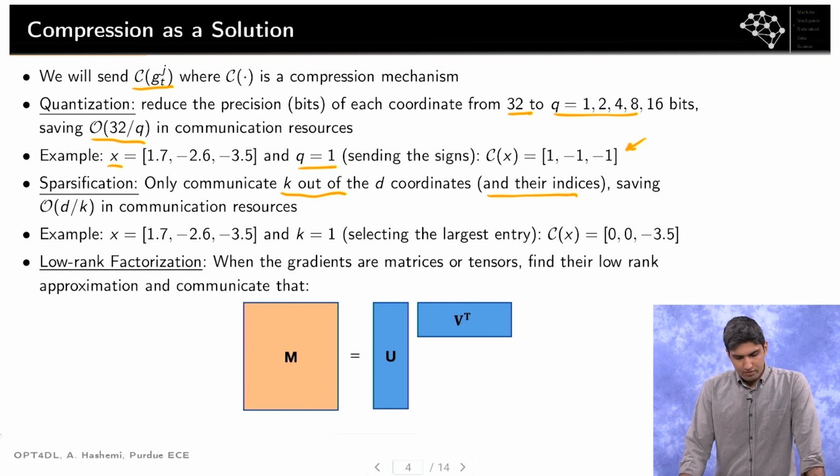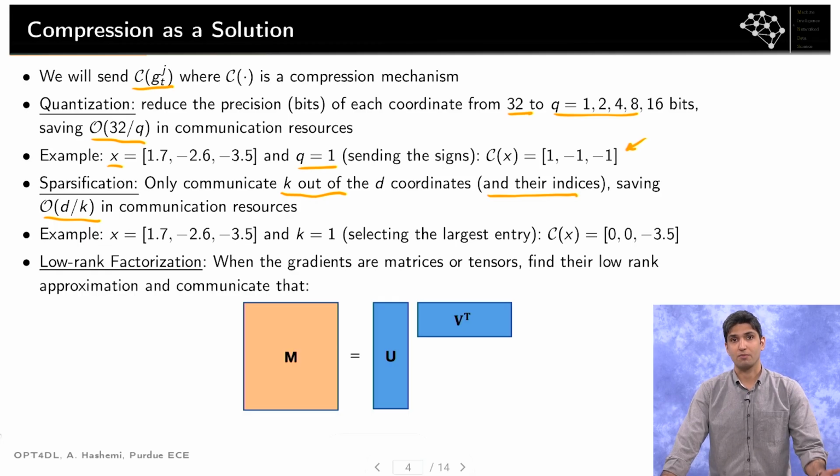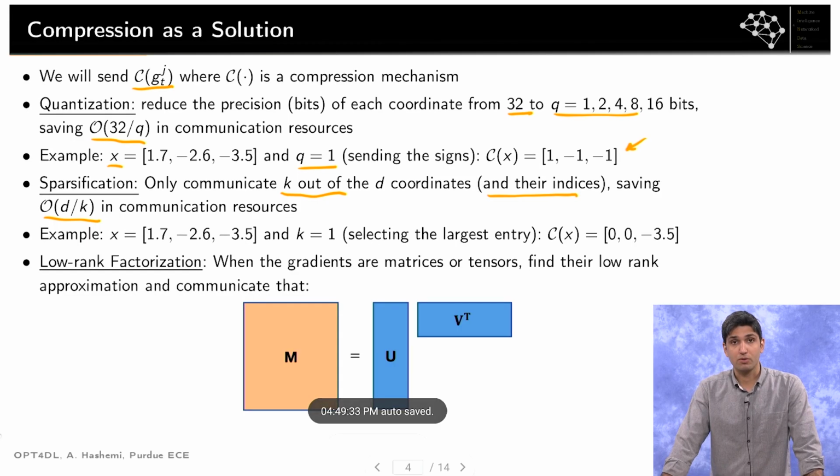So order-wise, it is easy to see that by using this approach, we're going to save order of d over k in our communication resources. Okay. And this is very advantageous, especially in the context of deep learning optimization, where our gradient or our model are very large, orders of millions or even billions of parameters. So d is something that is order of millions or billions, and k could be something that is significantly smaller, maybe order of like 100 or 1,000. So using a sparsification, we could potentially save a lot in communication resources.